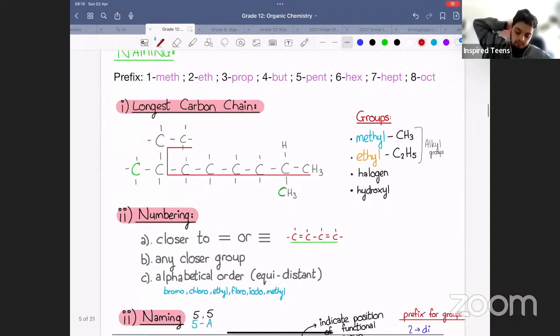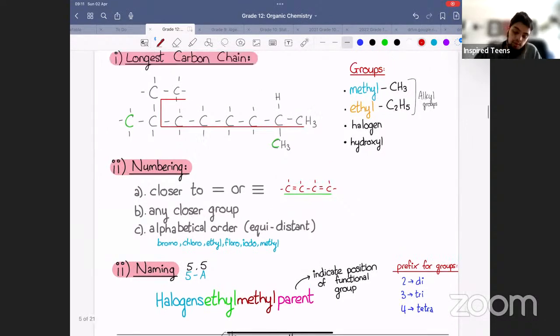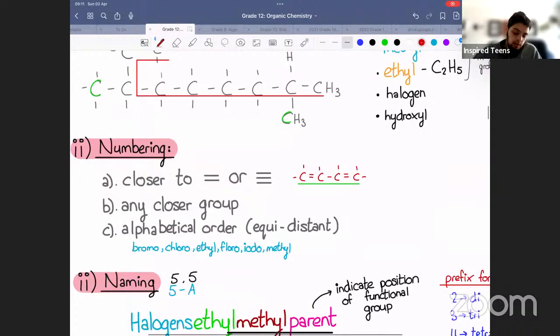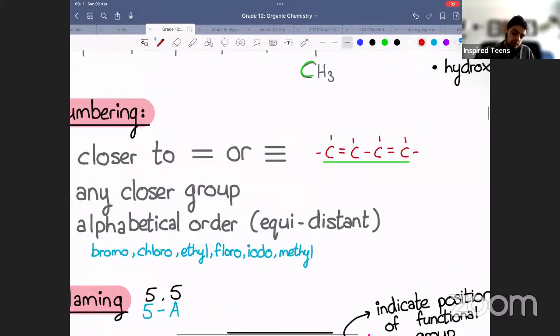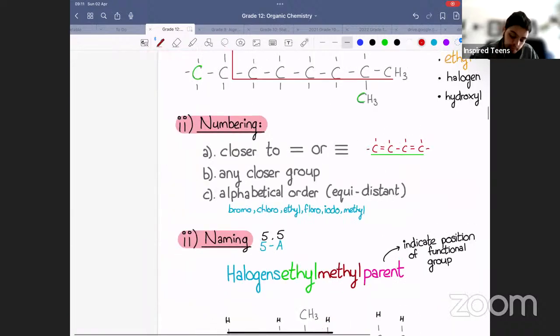The second thing is numbering, so you have to number it. You start closer to a double bond or closer to a triple bond. That's your first criteria. If you have no double or triple bond, or if they are equidistant from one another, you start labeling from the side that's closer to any group. And then for the third one, if there are no closer groups, or if they're equidistant, you put it in alphabetical order. That's why equidistant is written in brackets, and that's the order in which they'll go: bromo, chloro, ethyl, fluoro, iodo, methyl.